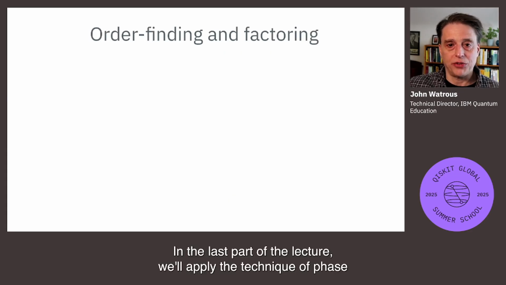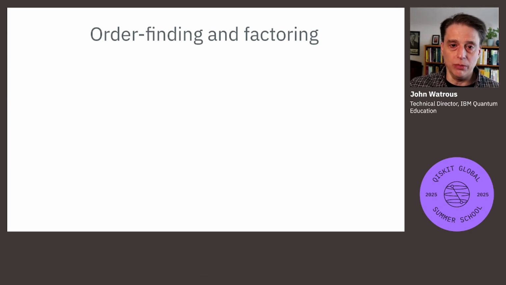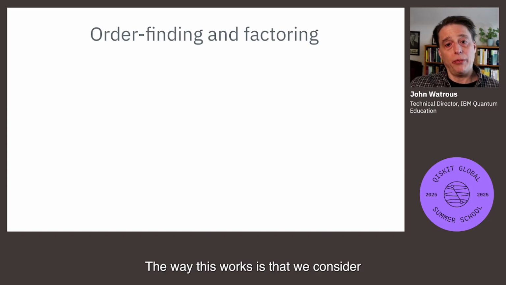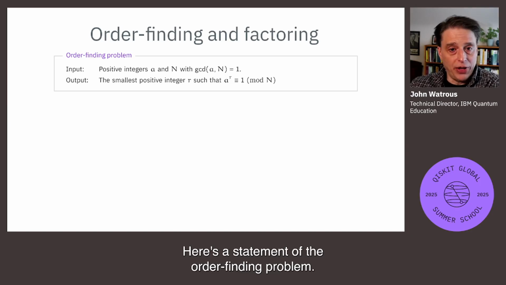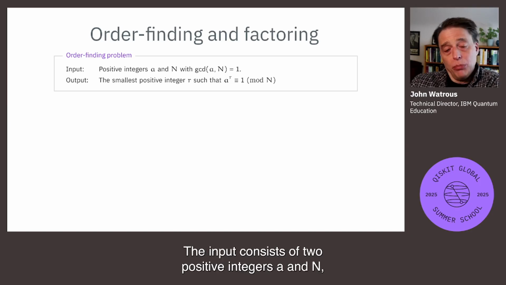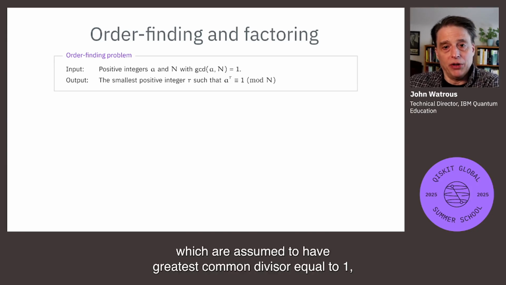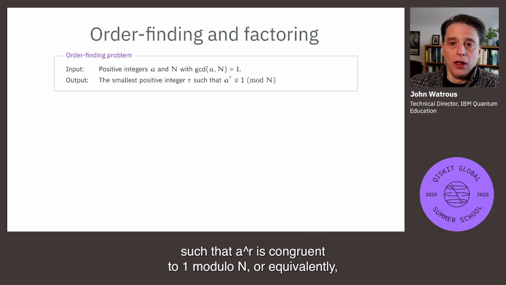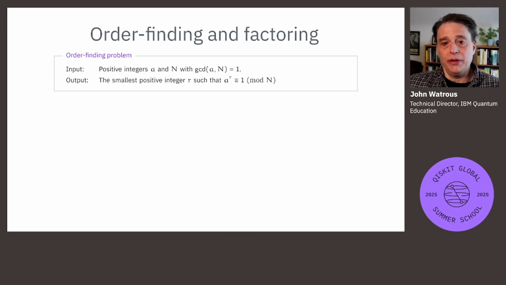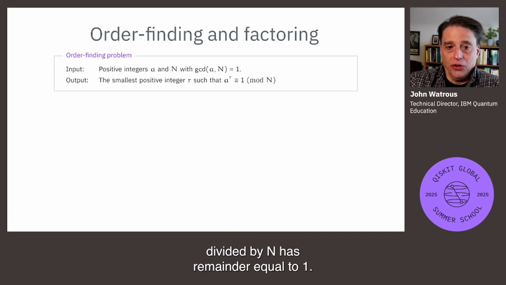In the last part of the lecture, we'll apply the technique of phase estimation to the integer factorization problem. The way this works is that we consider an intermediate problem known as the order finding problem. Here's a statement of the order finding problem. The input consists of two positive integers, a and n, which are assumed to have greatest common divisor equal to 1. And the output is the smallest positive integer r such that a to the power r is congruent to 1 modulo n, or equivalently, the smallest positive integer r for which a to the power r divided by n has remainder equal to 1.